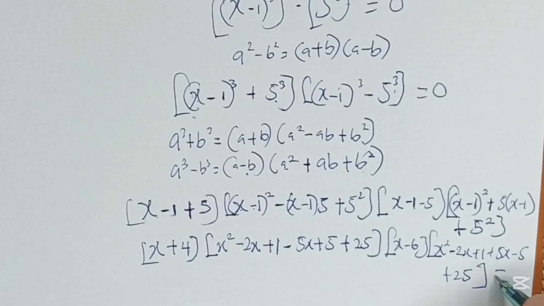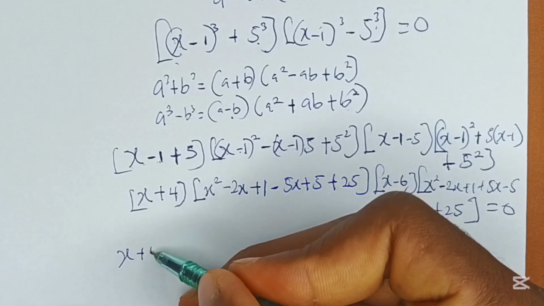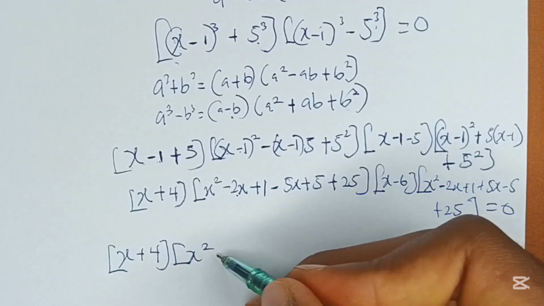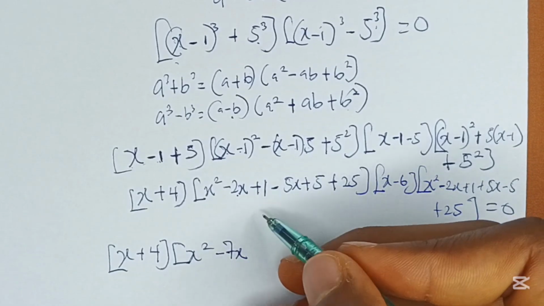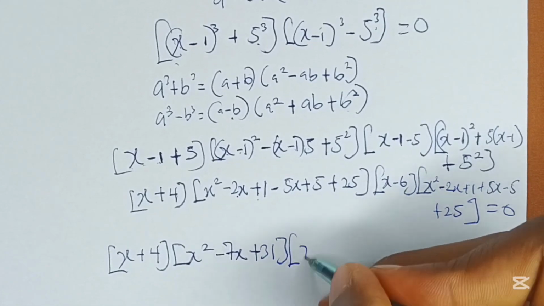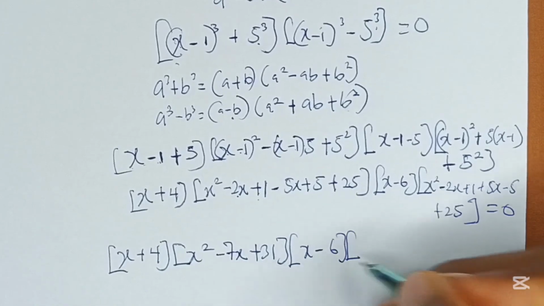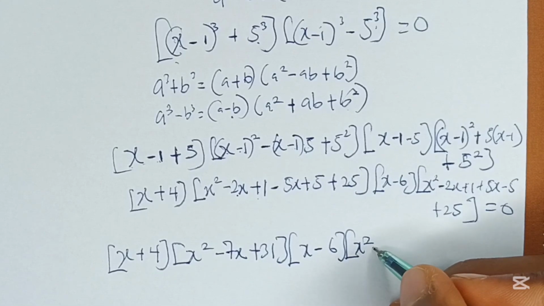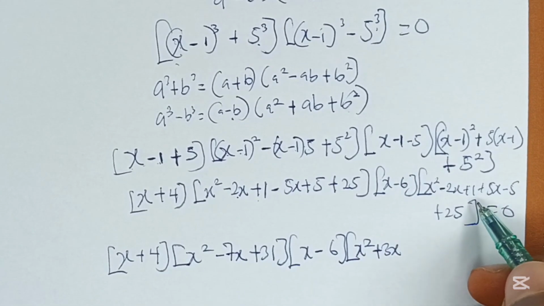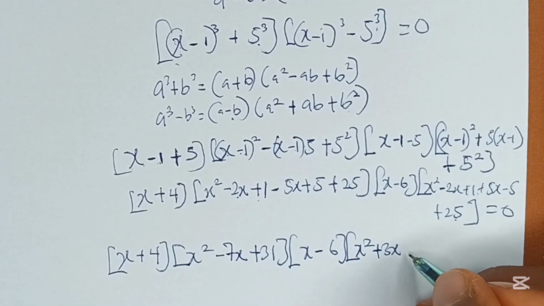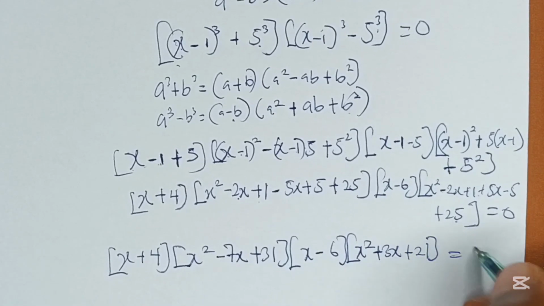Okay, and all this is equal to 0, remember. So we now have x plus 4 multiplied by x squared minus 2x plus 5x is minus 7x, 5 plus 1 is 6 plus 25 is 31, so we have plus 31, multiplied by x minus 6 times x squared minus 2x plus 5x is plus 3x, and then we have 1 plus 25 is 26, 26 minus 5 is 21. So we have plus 21 is equal to 0.